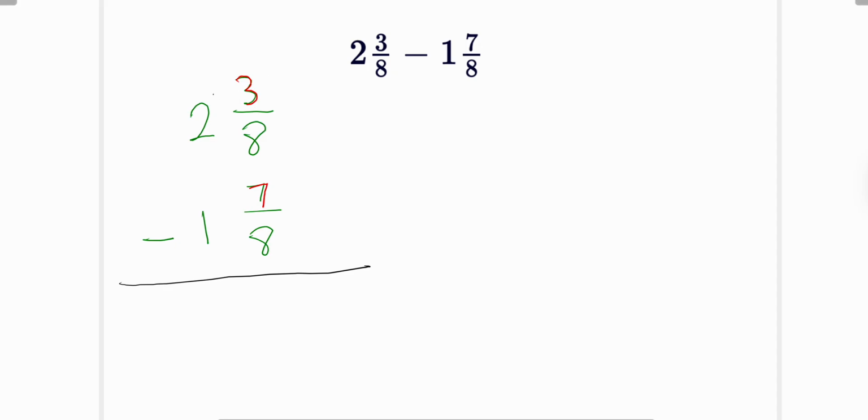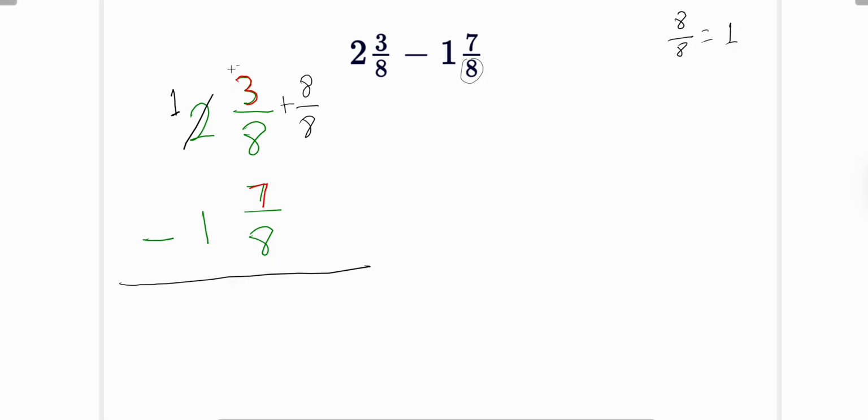So you're going to borrow 1 from this 2 right here. So this is going to become a 1. And that 1 that you borrow from here, you're going to manifest it here. You're going to add it to the 3/8. So I'm going to add plus 1 whole, but as 8/8. Why is this true? Well, because my denominator is 8, and I know that 8/8 equals 1 whole.